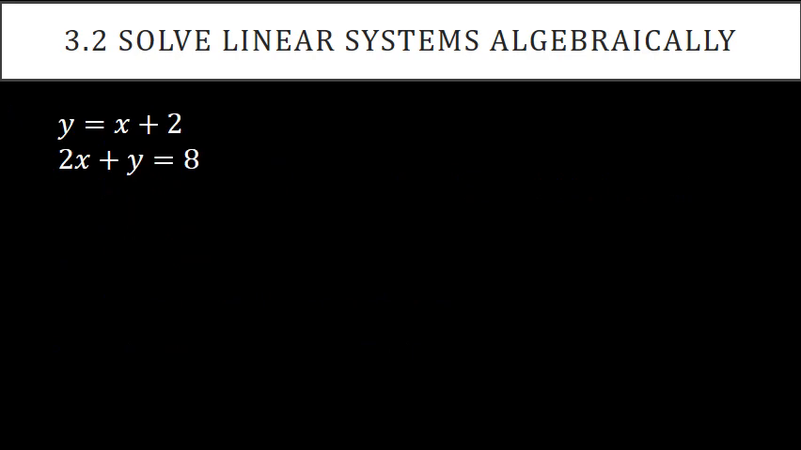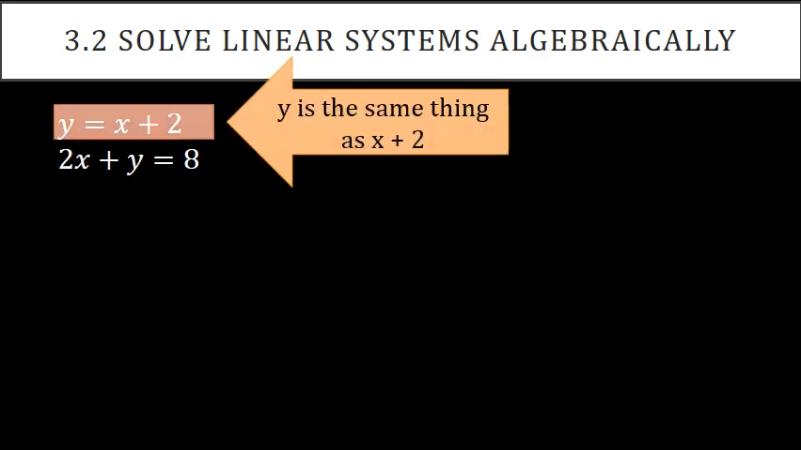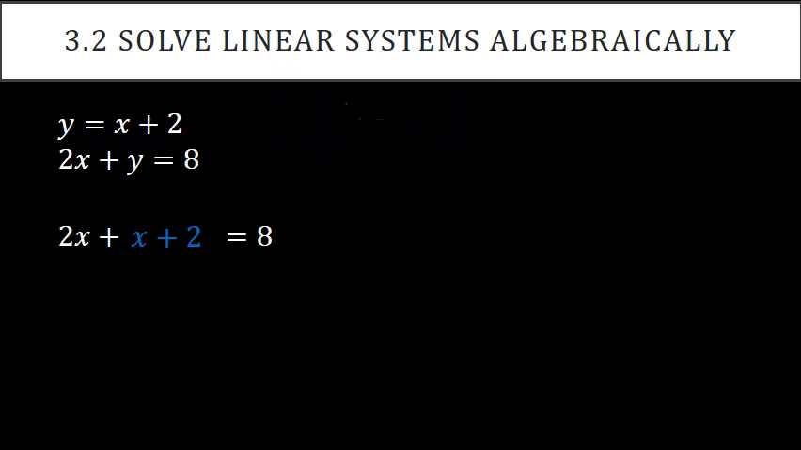Here's our first example. Notice the first equation is y equals. That means y is the same thing as x plus 2. Since y is the same as x plus 2, I can replace the y in the second equation with x plus 2. Simplify. 2x plus x is 3x. Solve for x, so we'll subtract 2 and divide by 3, so x is 2.